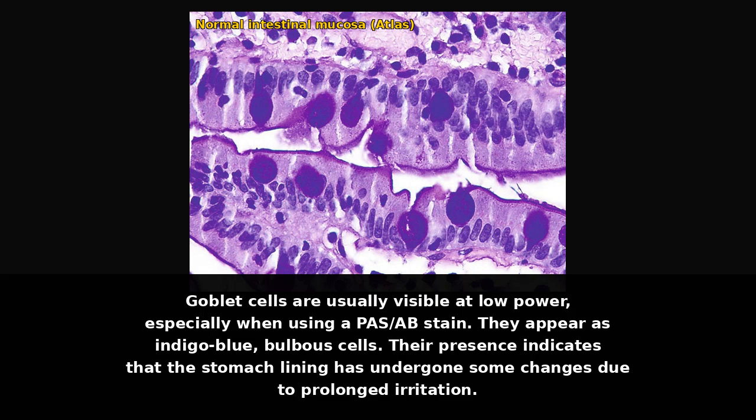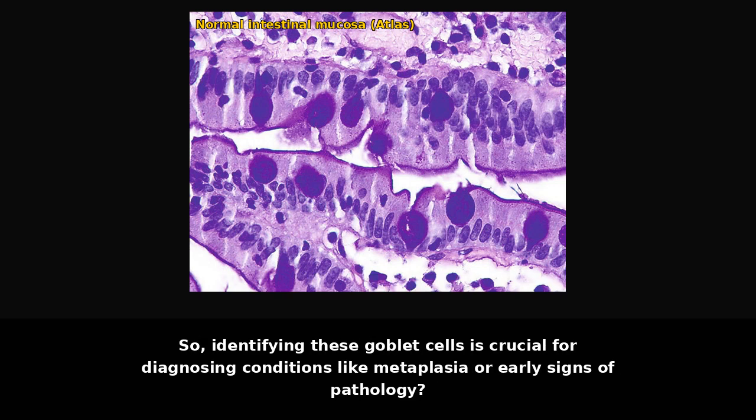Goblet cells are usually visible at low power, especially when using a PAS-AB stain. They appear as indigo blue bulbous cells. Their presence indicates that the stomach lining has undergone some changes due to prolonged irritation. So identifying these goblet cells is crucial for diagnosing conditions like metaplasia or early signs of pathology.